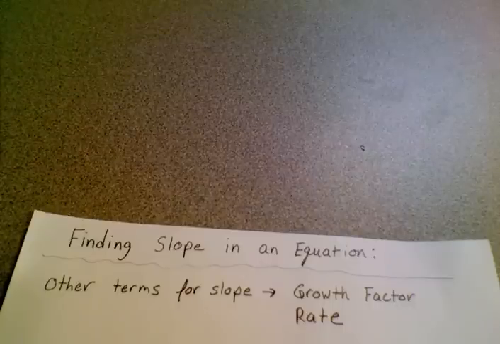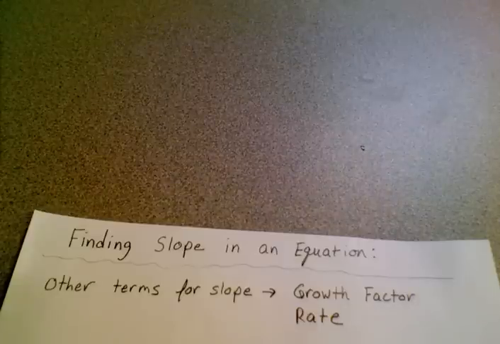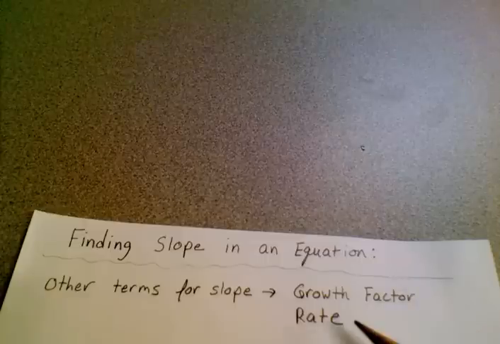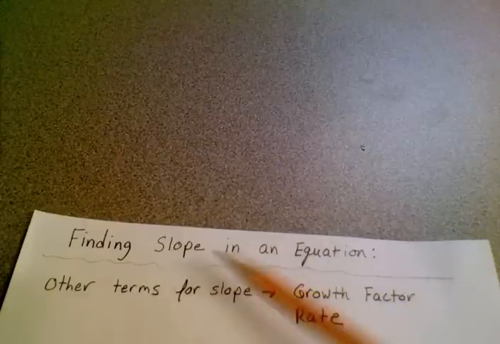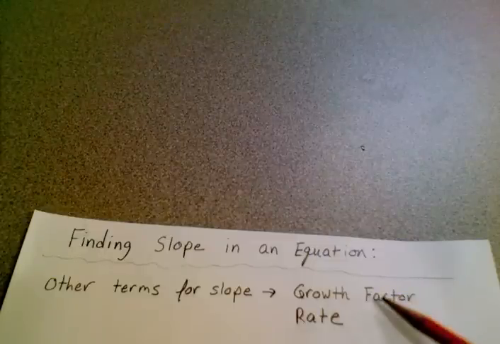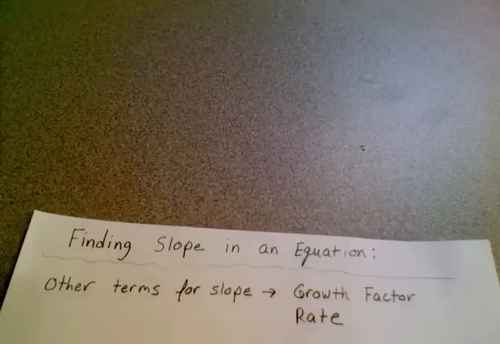Hi guys, today's lesson is over finding slope in an equation. And other terms you're going to hear for slope in this chapter and in this course are growth factor and rate. So when you think slope, you might also want to think growth factor, you might want to think rate as well. Try to connect all three of those together given the situation.